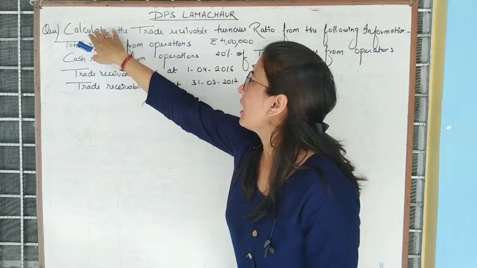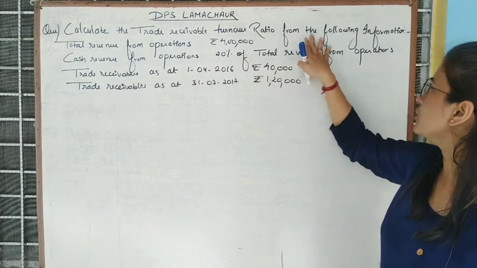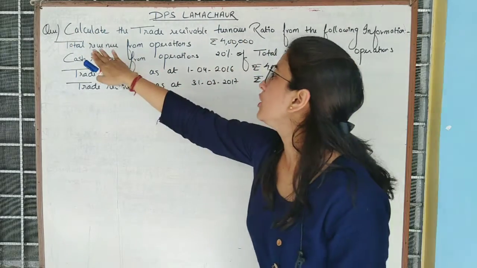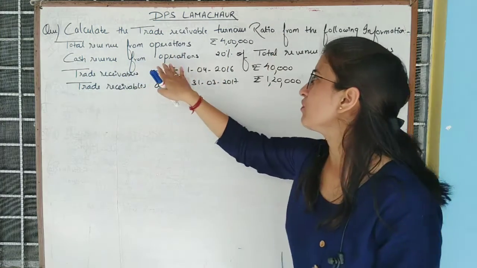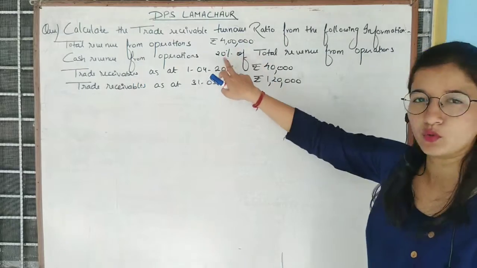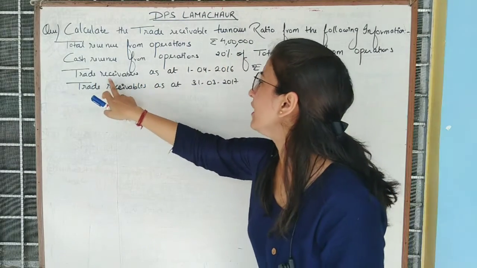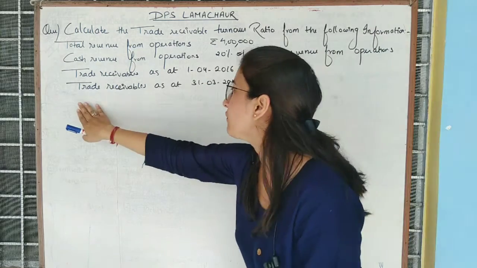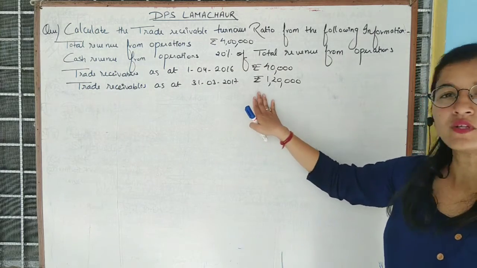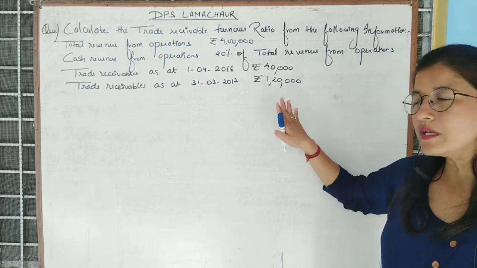Now here is the question based on trade receivable turnover ratio. Question is, calculate the trade receivable turnover ratio from the following information. Total revenue from operation is given rupees 4 lakh. Cash revenue from operation is 20% of total revenue from operations. Trade receivable as at 1st April 2016 is 40,000 and trade receivable as at 31st March 2017 is 1,20,000.